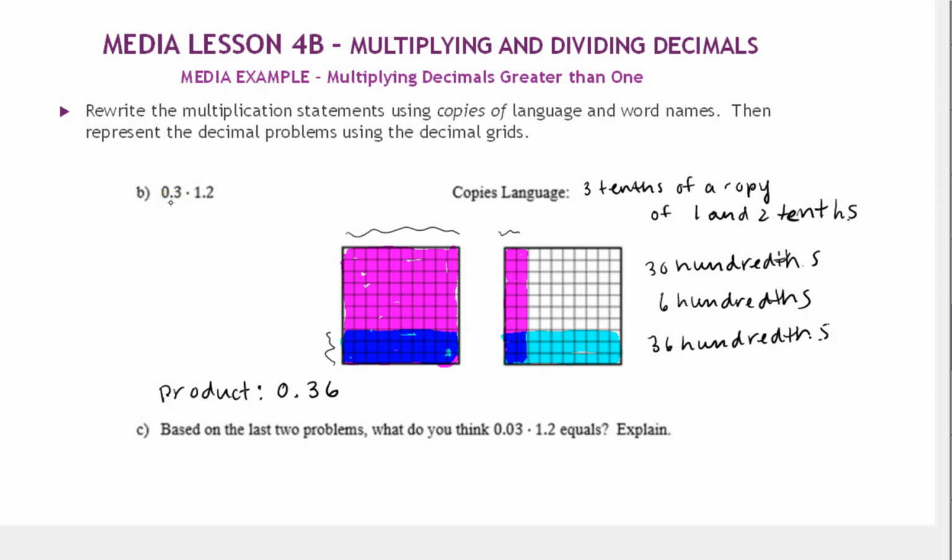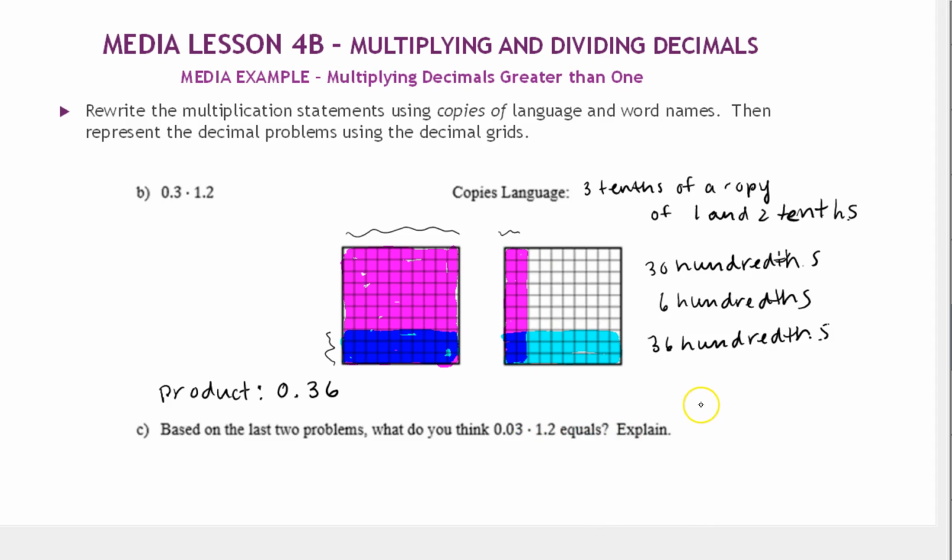And the unit fraction depends on where these decimals are, okay? So, notice there was one spot to the right of the decimal here and here, so that's a total of 2 places after the decimal. And we have 2 places, numbers, digits, after the decimal here as well. And that's not a coincidence. This is going to be our pattern, just like we saw in the other problems. So, based on the last 2 problems, what do you think 0.03 times 1.2 equals? Explain. So this is 3 hundredths times 1.2.